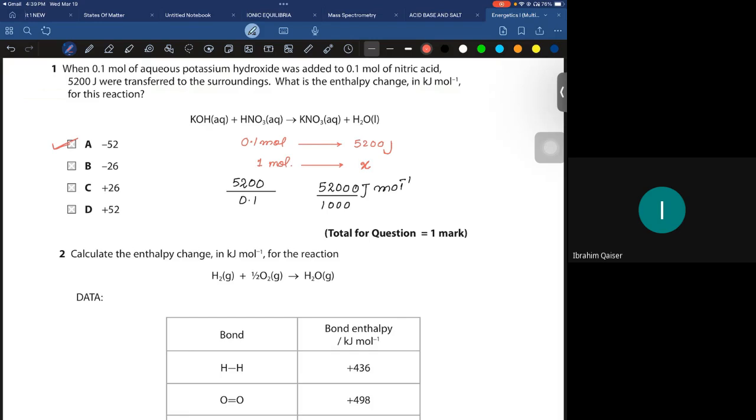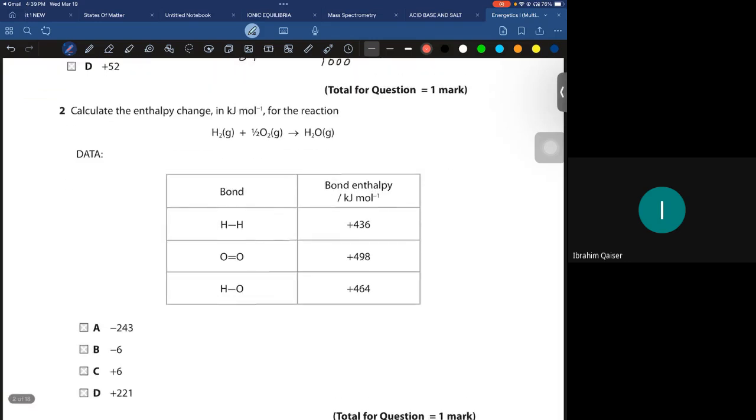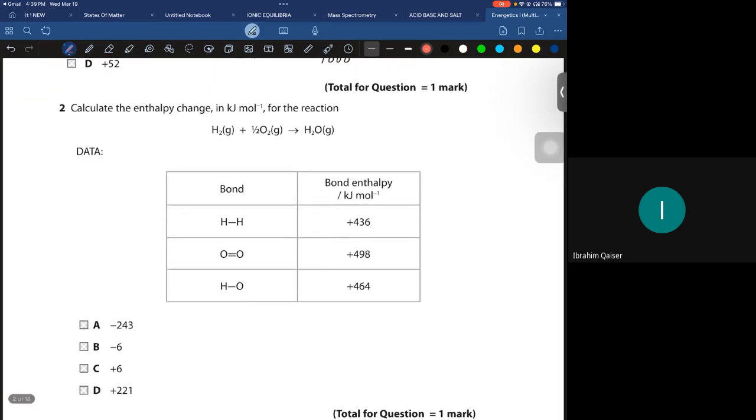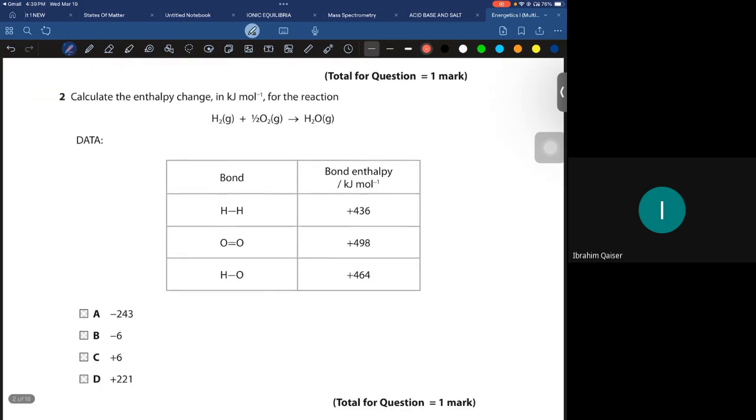Yes, Abdullah, what were you saying? Sir, you're comparing to 1 mole because they said what is the enthalpy change in kilojoules per mole, right? Remember all the processes we discussed: combustion per mole, neutralization per mole, formation per mole, atomization per mole, hydration per mole, solution per mole. Always you will see kilojoules per mole. That's the standard unit for this.